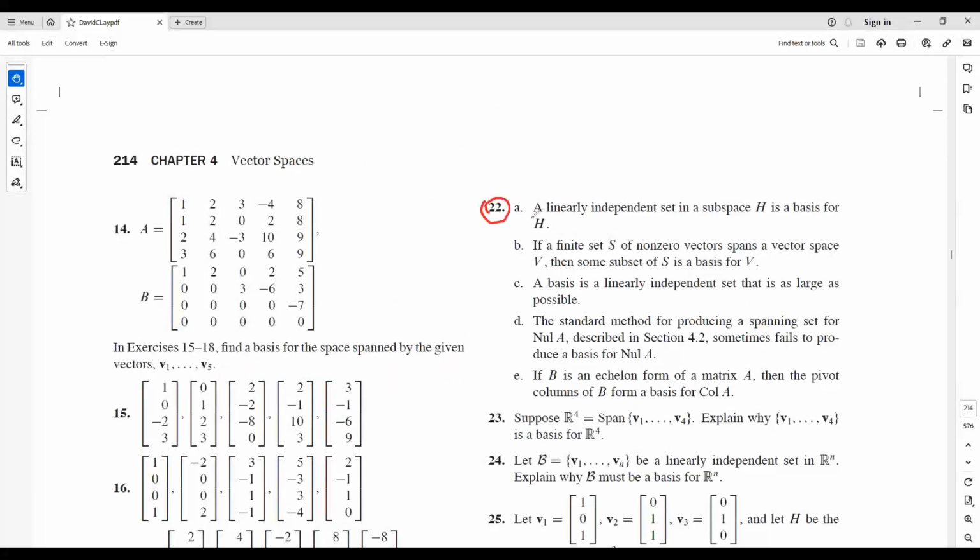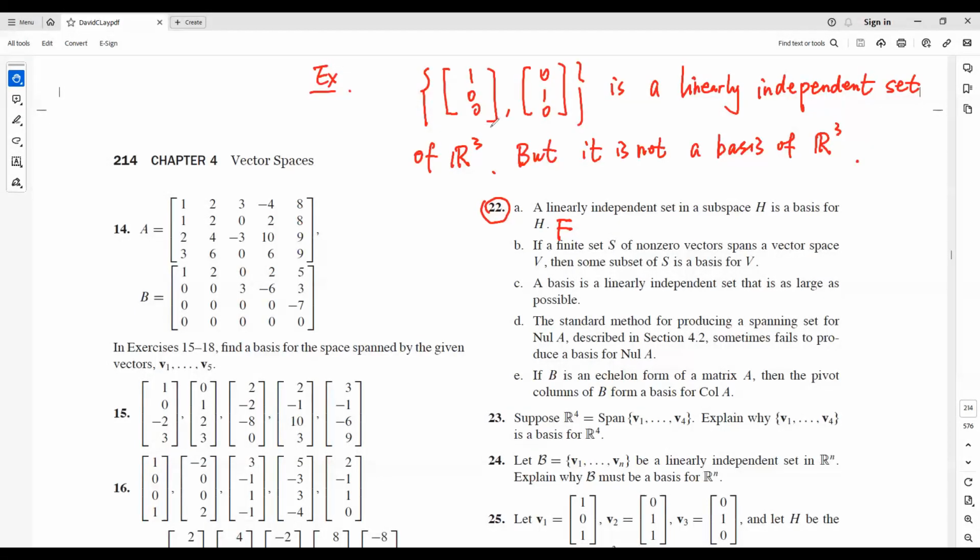Problem 22. A. A linearly independent set in a subspace H is a basis for H. False. Example: the set of these two vectors is a linearly independent set of R3, but it's not a basis of R3.